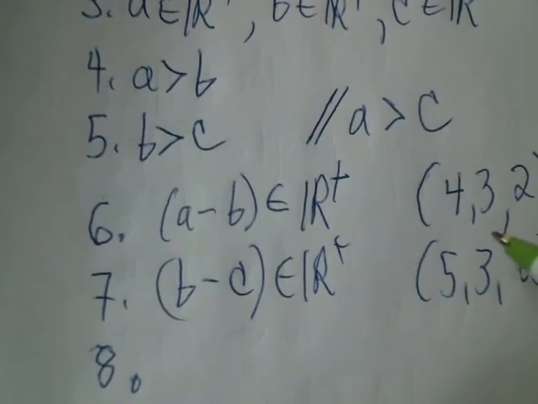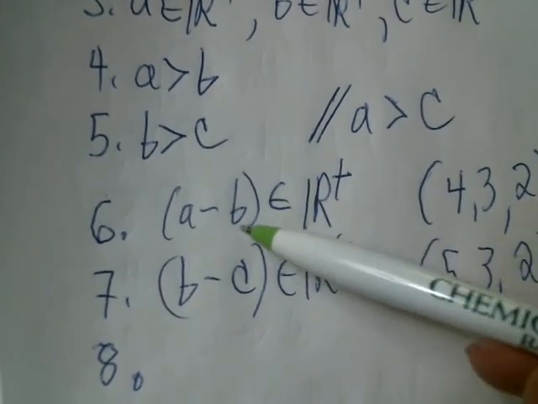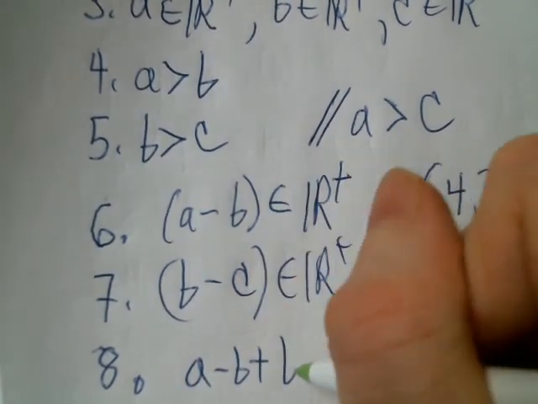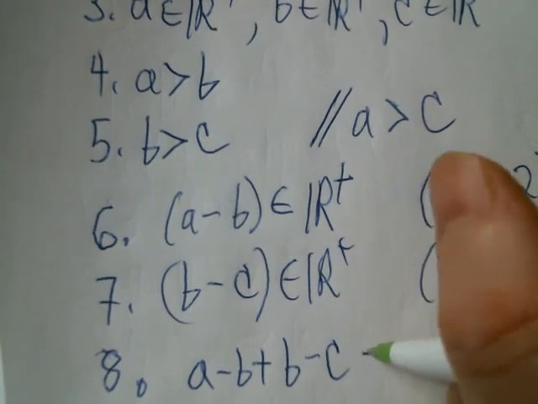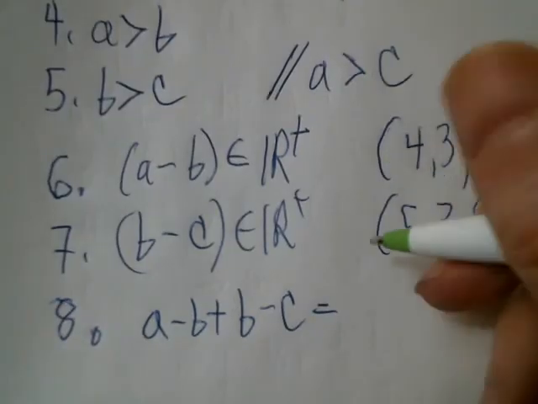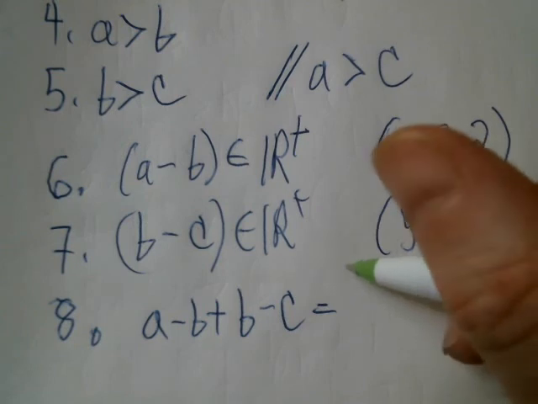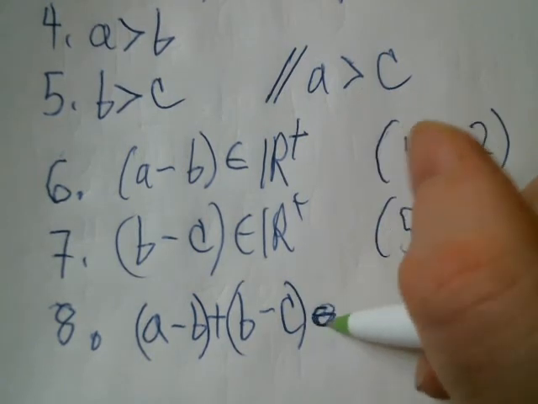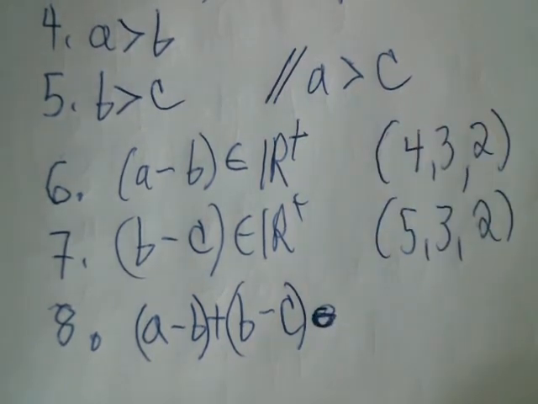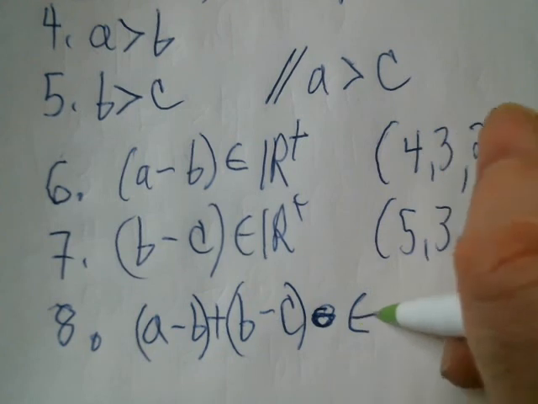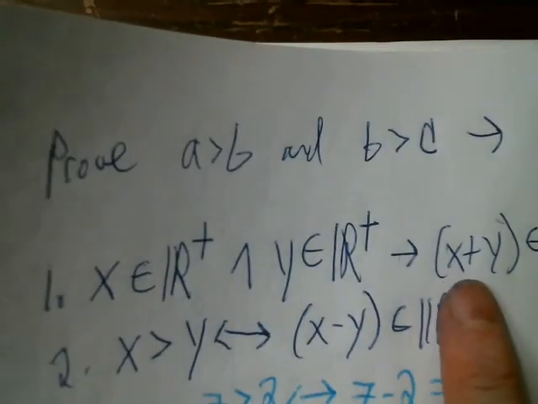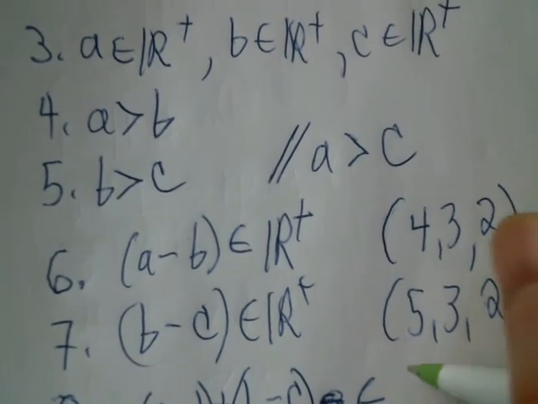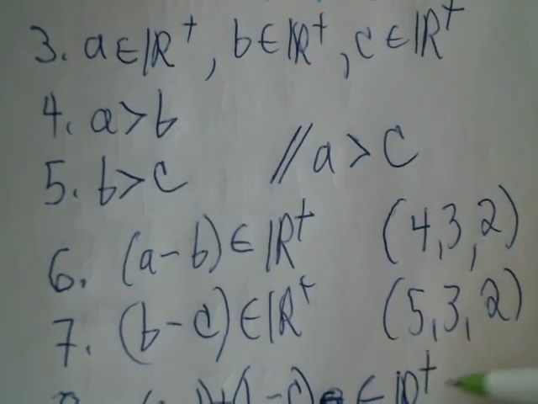Then 8, I can use basic rules of arithmetic to add these two together. And what does that equal? So A minus B plus B minus C equals what? Well, one thing for certain, if this is in the positive reals and this is in the positive reals, then A minus B plus B minus C must be in the positive reals because of this fact. Right? So A minus B plus B minus C is in the positive reals.